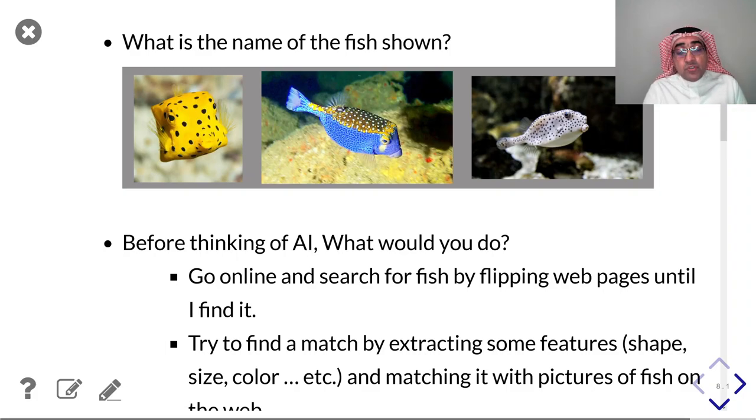In the other picture, we try to map the fish with that picture. And we keep on flipping, keep on flipping, until we get something that looks like this. And once we get something that looks like this, we say we got a hit, and then we get the name that is written beneath or next to the picture. So this is how we humans would do it.